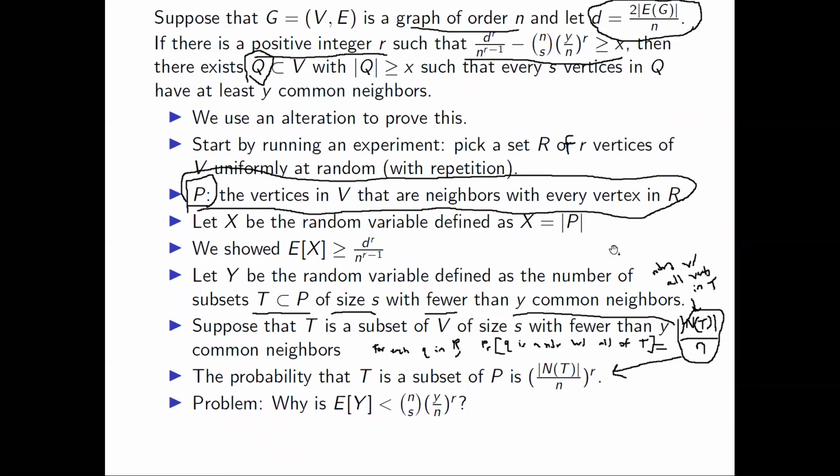And so here's another problem for you to think about. Why is the expectation of this random variable Y less than n choose s times y over n to the r?